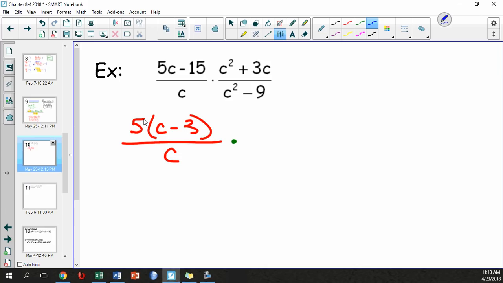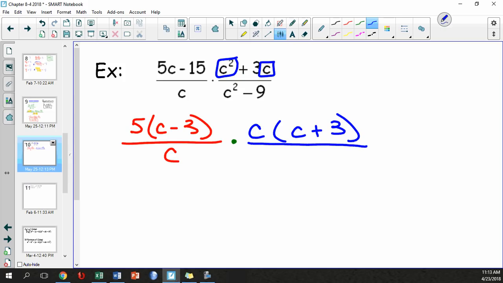Do I have any negative exponents? I do not. So do I have a GCF in the top? What is it? I have a c. There are 2 c's here and 1 c here. So I can pull out a c to give me c plus 3. Do we all understand that?